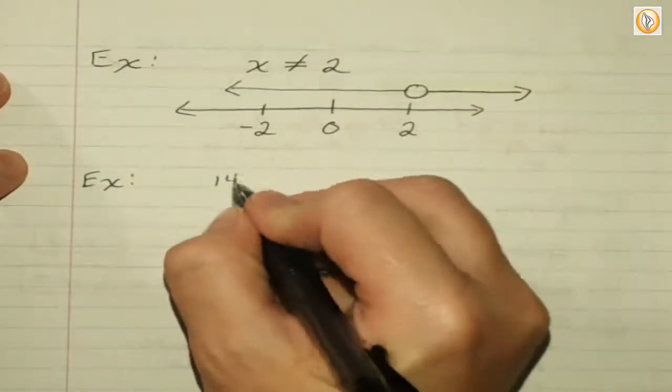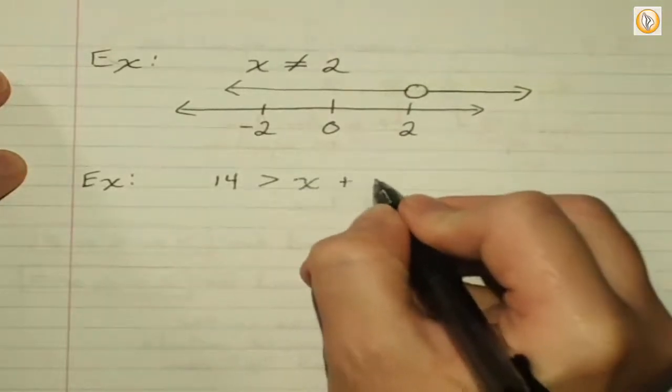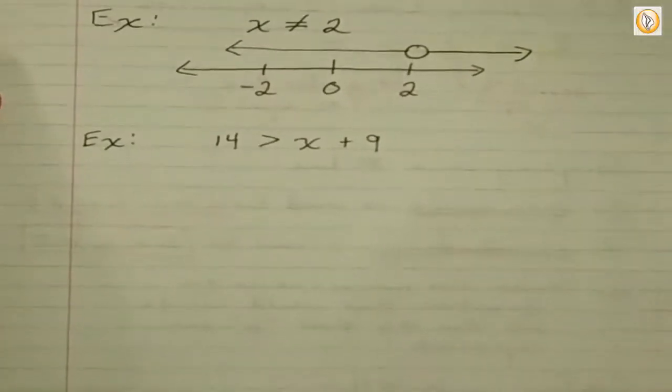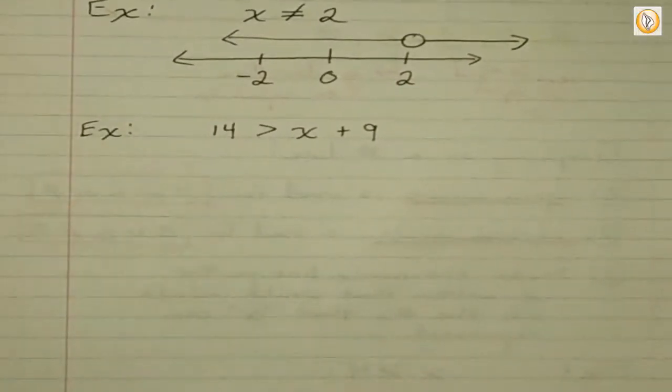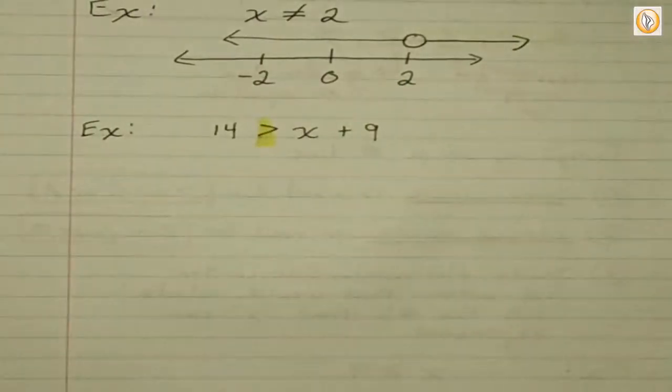Okay. 14 is greater than x plus 9. Ooh. All right. Now look here, guys. Y'all have been doing this stuff in this chapter, right? The only thing that's different is this right here. We had been using an equal sign right there, but now we're doing inequalities, so we've got that sign. But we still have to solve for x.